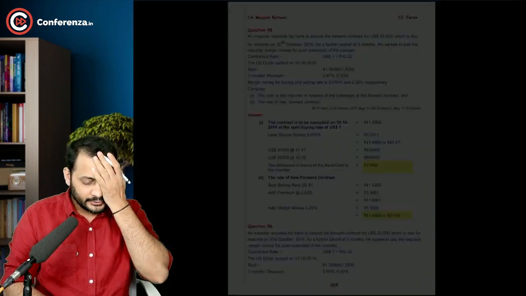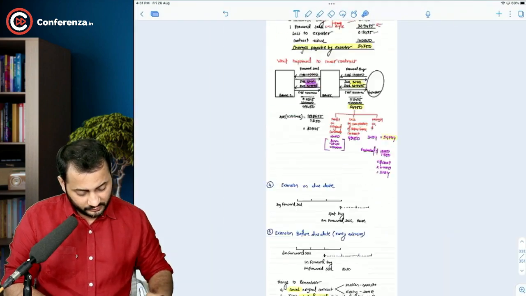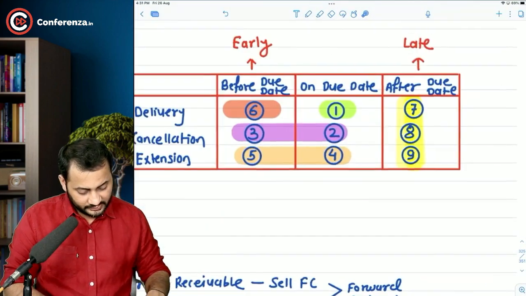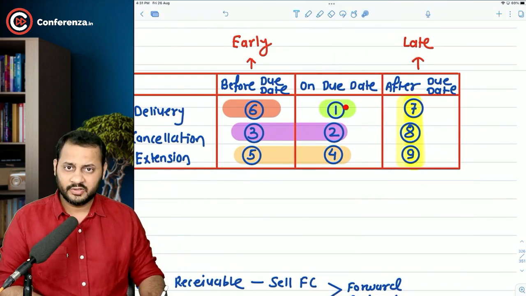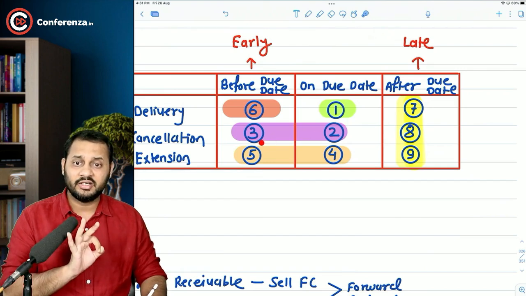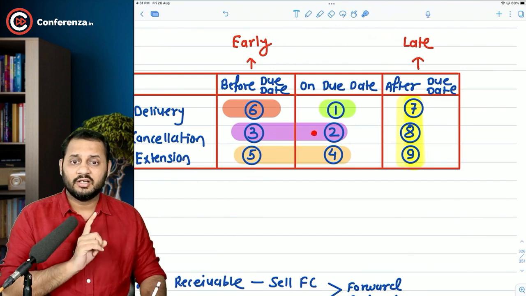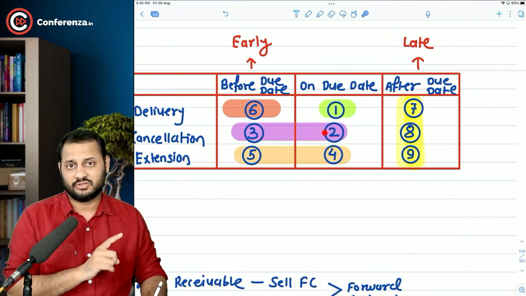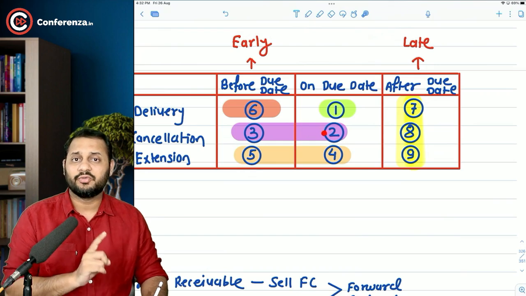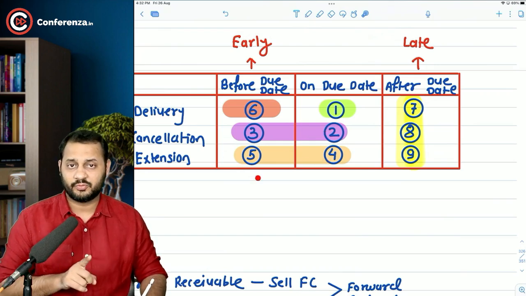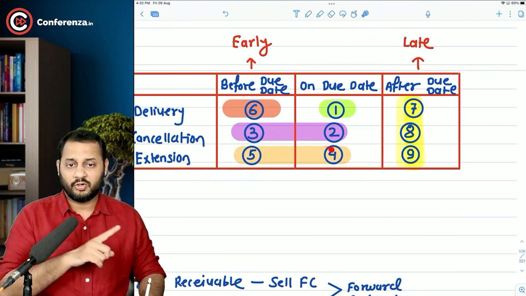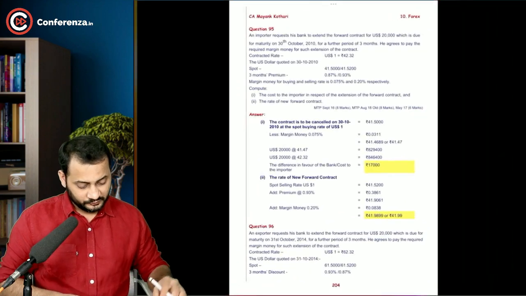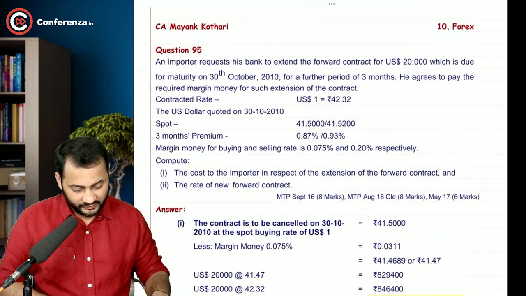This is also an easy part, and I will show you. This is what exactly we are covering in point number 4 and 5. Till now we are done with point number 1, the first question, and after that there were 3 questions on early cancellation. The last question, the 4th one, was on cancellation on due date. Now we are going to discuss some questions on the 4th and 5th point, which is extension on due date and before due date. This is going to be question number 95. Let's have a discussion.